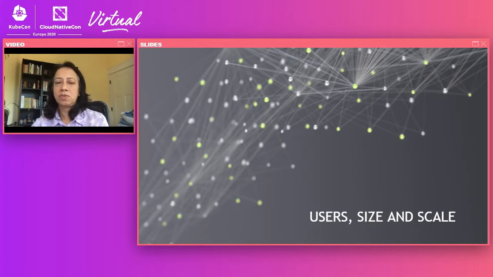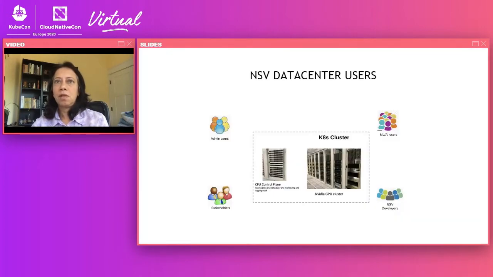Next, let's look at the users, the size, and the scale. As we saw in the NSV data center, we have the Kubernetes cluster with GPU nodes and CPU control plane. From the observability perspective, apart from the end users, we have various users accessing this system. We have the admin user who would like to get a view on the overall health of the cluster and get real-time alerts in Slack and PagerDuty. We have the machine learning and artificial intelligence end users who would like to see the performance of their jobs in terms of the job telemetry and the application telemetry.